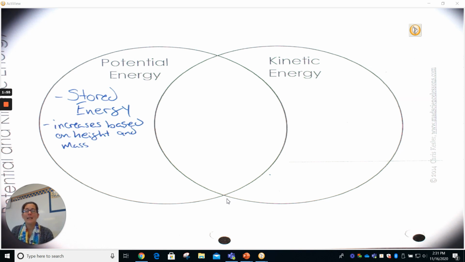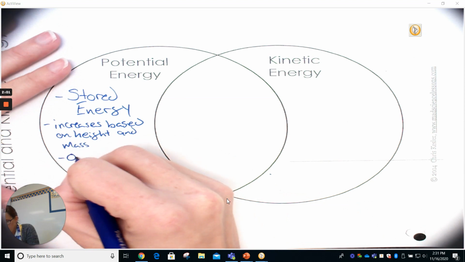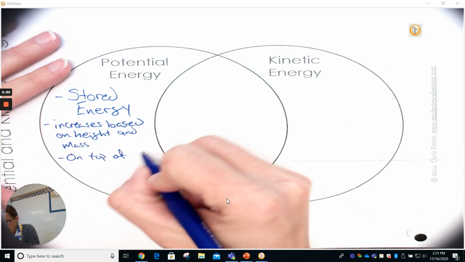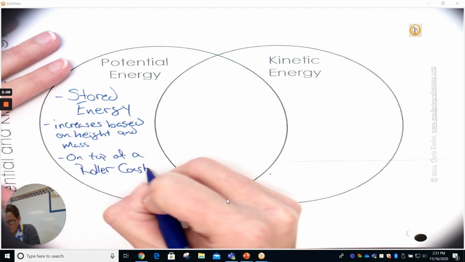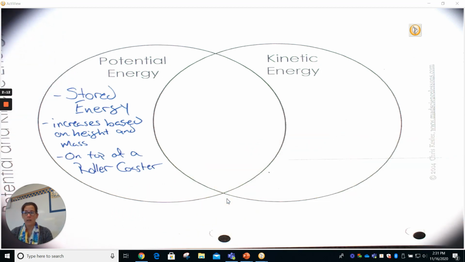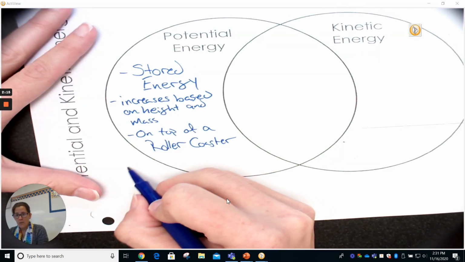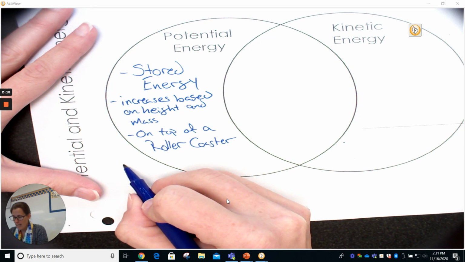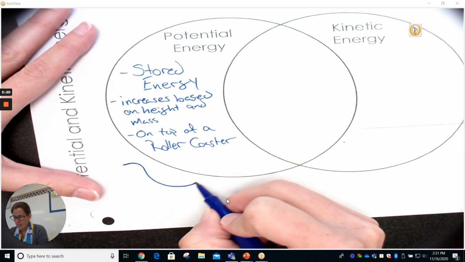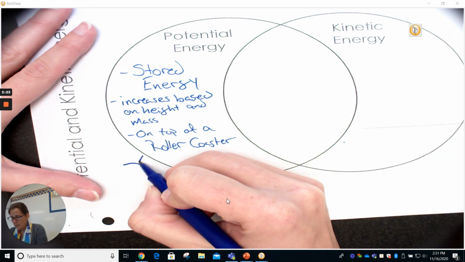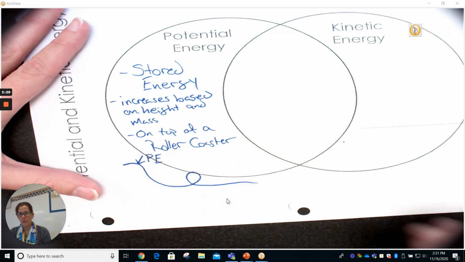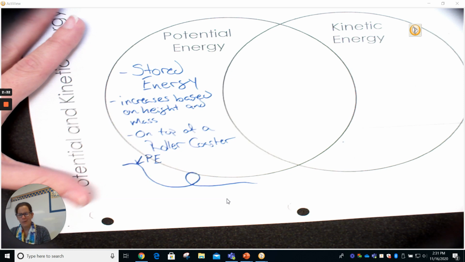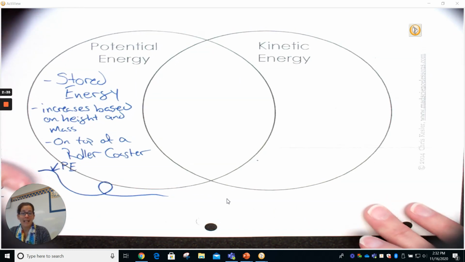A good example of this would be on top of a roller coaster, on top of the highest hill of a roller coaster. So if you wanted to, you could draw a little roller coaster on your paper right here. So I'm going to put my initial hill way up high, and then we're going to kind of fall down and have a loop. Well, right here at the top is going to have the most potential energy. So I'm going to put a PE right there. Okay, you can do the same thing. So let's come over here and talk about kinetic energy for a minute.